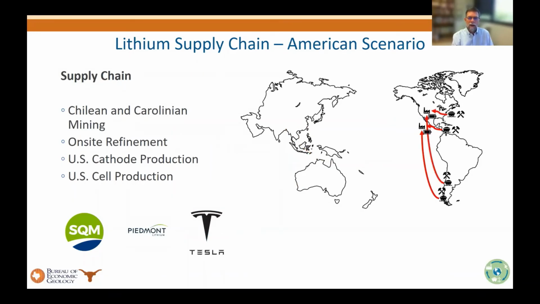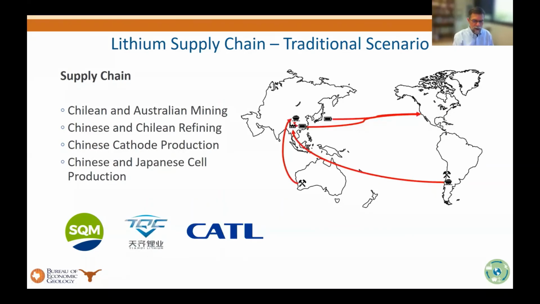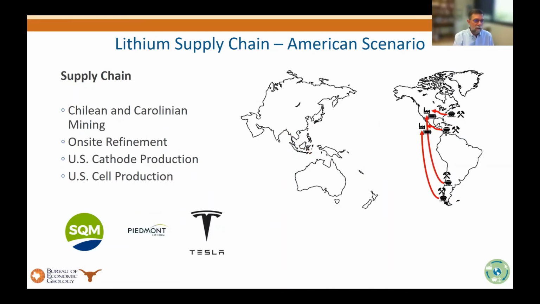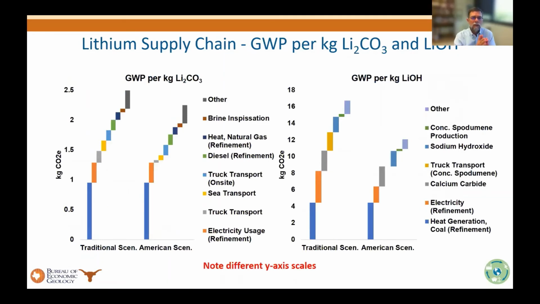If we look at the American scenario, then everything stays within North America and South America. The question is, how does the change in the supply chain distance matter? By the way, some of these supply chain distances are 40,000 kilometers that the material has to move in order to actually be deployed. So it's really amazing how far this has to go. If we look at just the GWP per kilogram of lithium carbonate and lithium oxide, you can see the difference. And just note for lithium carbonate, the y-axis is quite different. For lithium oxide, it's a much higher amount of GWP.